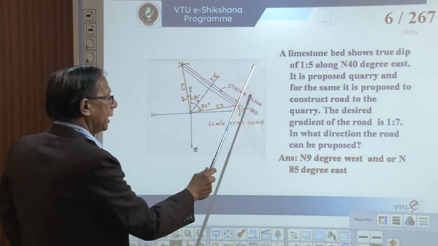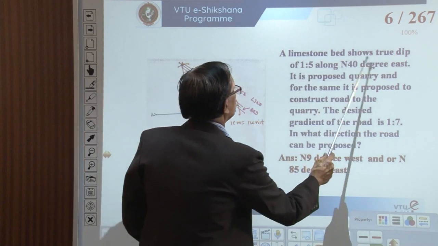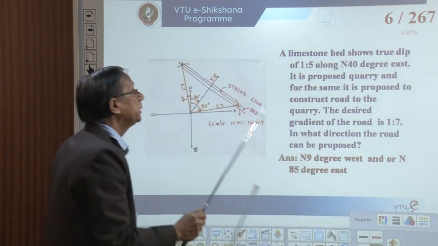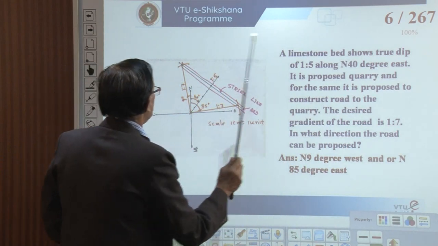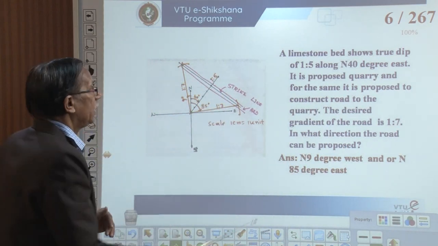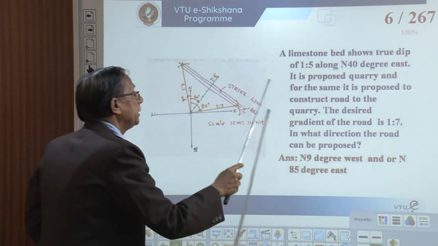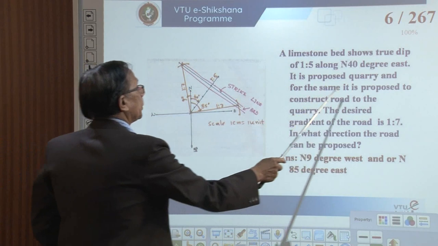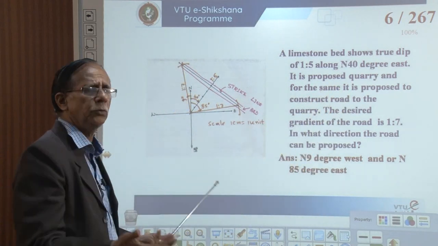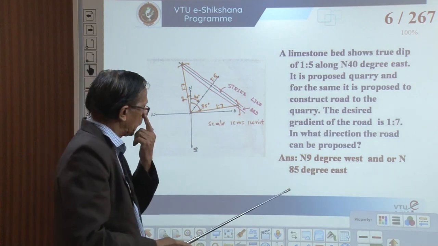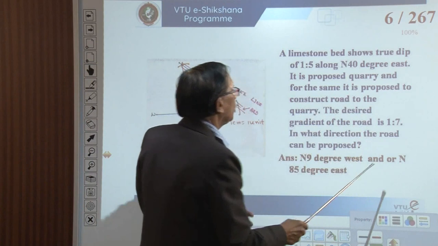Now, I start with an example. A limestone bed shows a true dip of 1:5 along north 40 degree east. It is proposed to quarry the limestone for some industry, and for the same, it is proposed to construct a road.